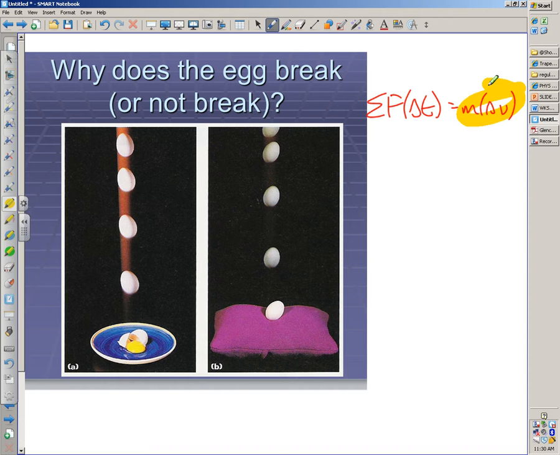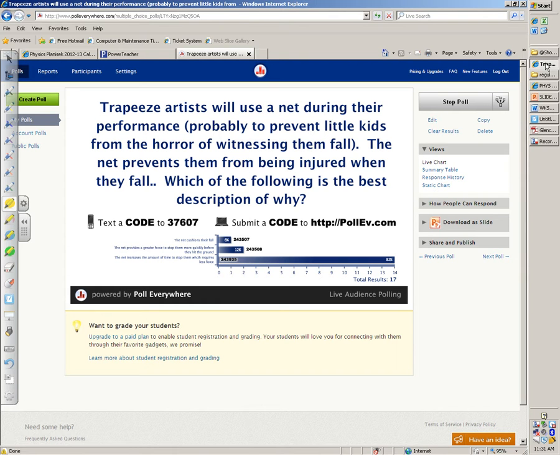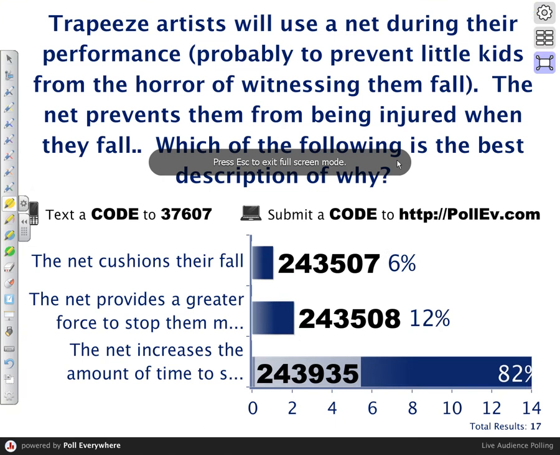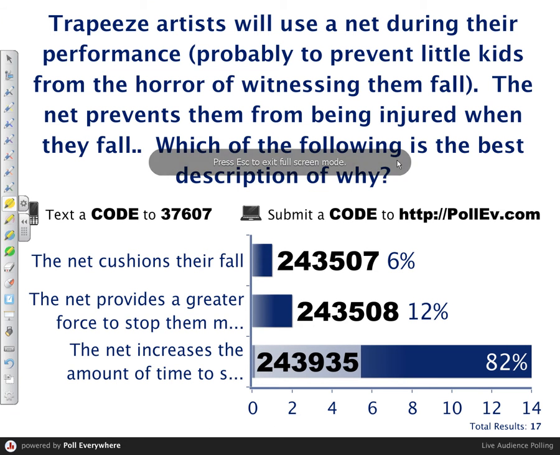The pillow increases the time it takes for the egg to stop. If it's a bigger time, how much force is required? Less force. Okay? Good there? By the way, as far as that poll question goes, this was the right answer: the net increases the amount of time it takes for them to stop, therefore less force.